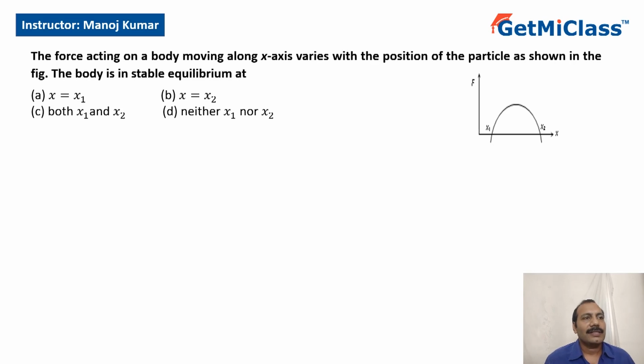This question says the force acting on a body moving along x-axis varies with the position of the particle as shown in the figure. The body is in stable equilibrium at... Now what all things we should know? What is stable equilibrium?